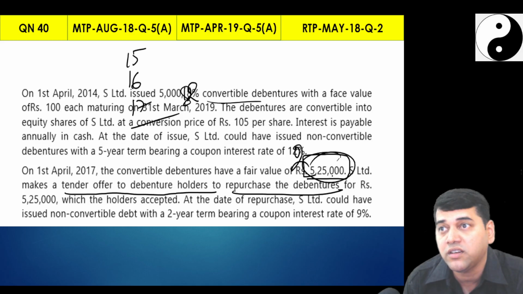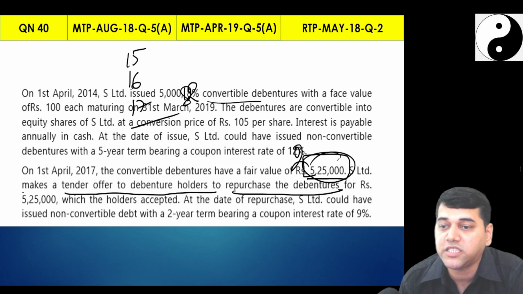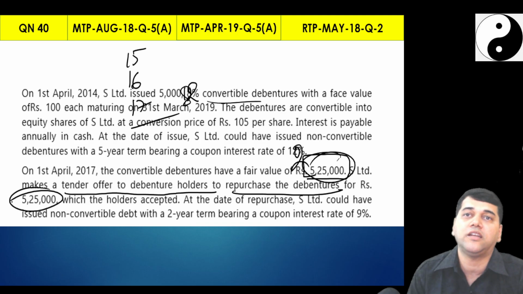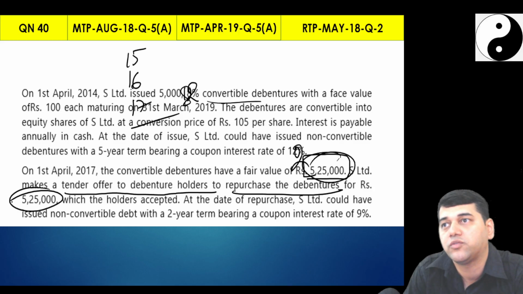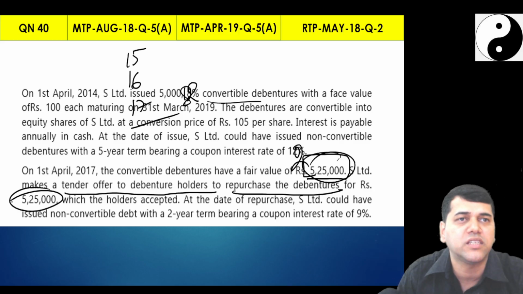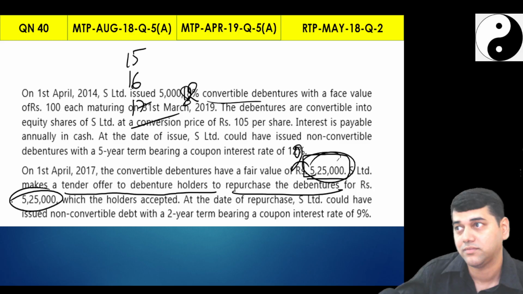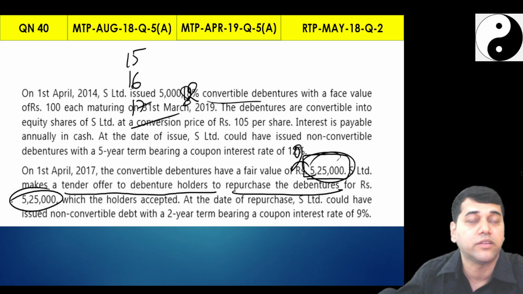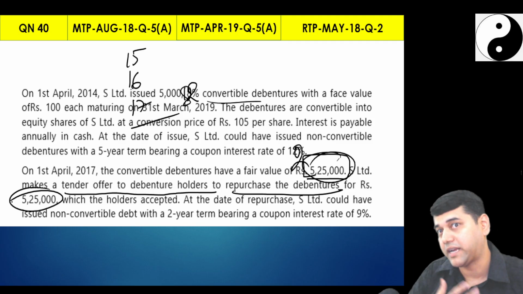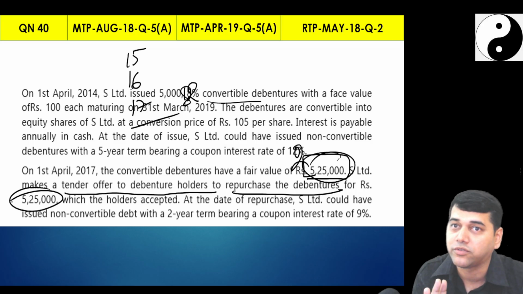5,25,000 rupees was the market price, and they offered to repurchase the debenture at 5,25,000. We said, look, 2 more years are there. At the end of 2 more years, you can get the cash or you can convert to shares. Right now, a good opportunity is there. Two years down the line, interest rates may fall, a recession can come, and my market prices will go for a toss. You will end up getting only contractual cash flows.